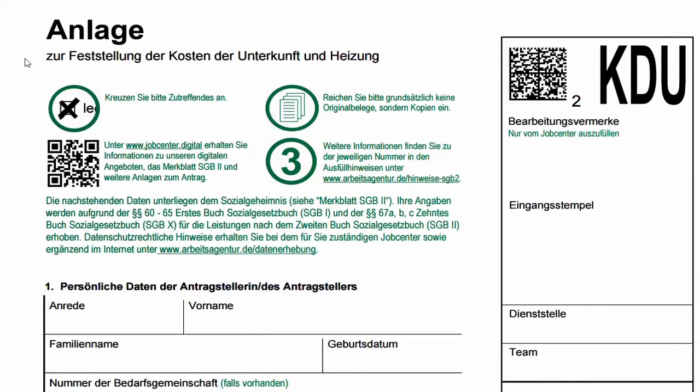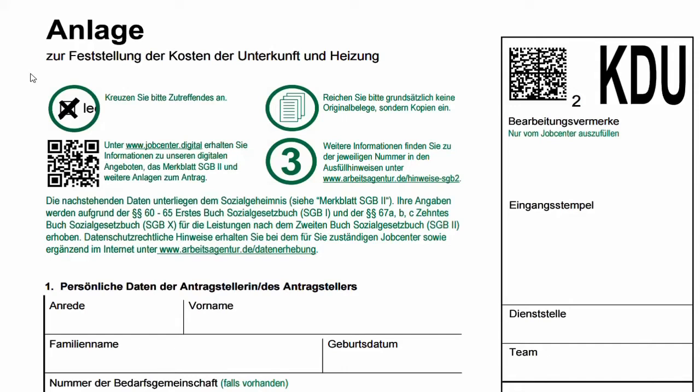Actually, you have to fill in this attachment in addition to the main application form of the Job Center and send them both to the Job Center so that the Job Center can find out how much the cost for your accommodation and heating is, or whether you pay for the cost for the accommodation and heating at all. Now I would like to explain how you can fill this form in.